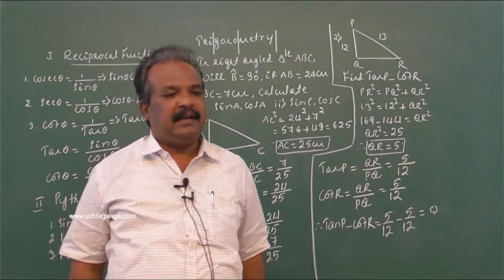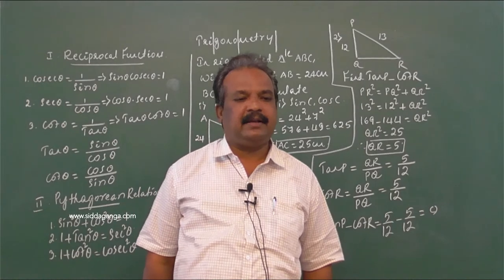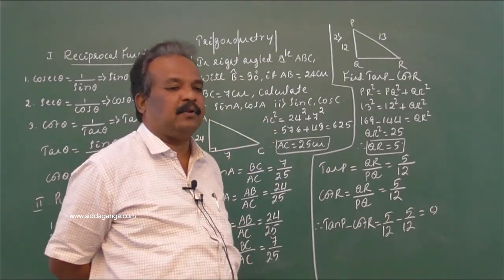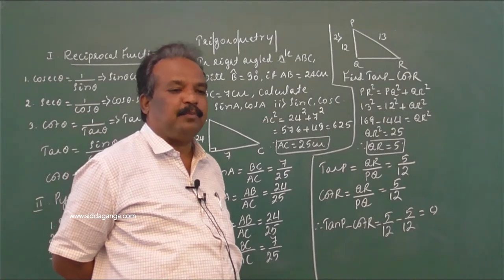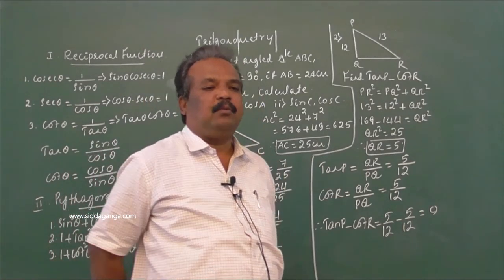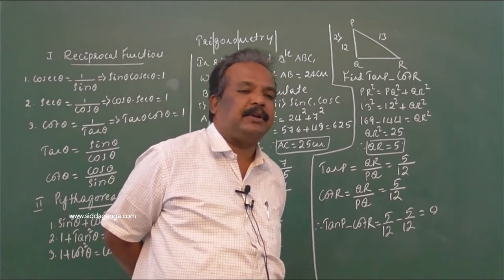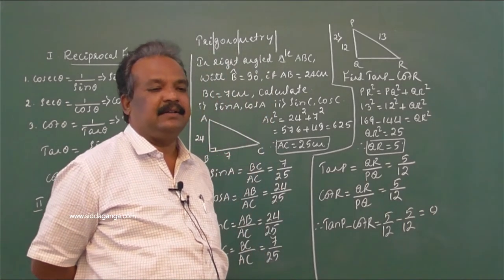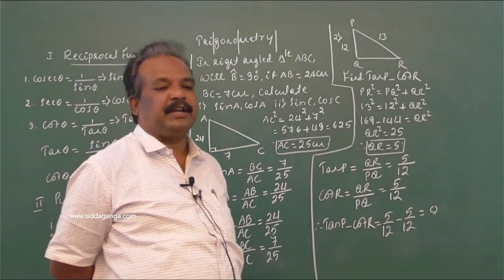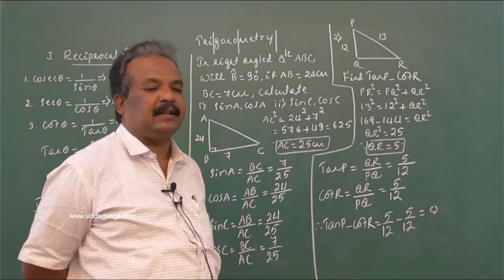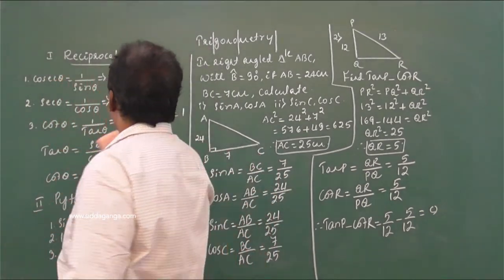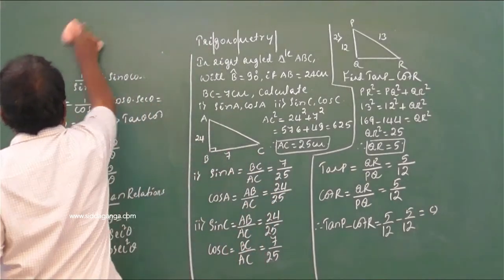Veena M, exactly correct. Srishti Gowda, cot R is 5 by 12, correct. Veena, you have given your final answer, 0. Pramod Patil, Divya KM, all of you have given the answer as 0. You are on the track, exactly correct. Srishti Gowda, you have also written the answer as 0. Exactly correct. Now let us move towards one more problem.